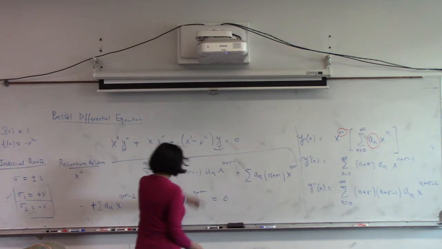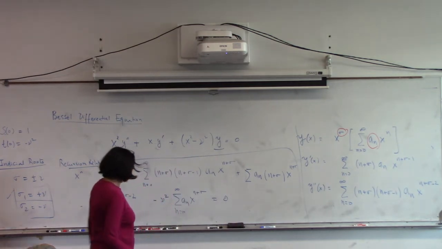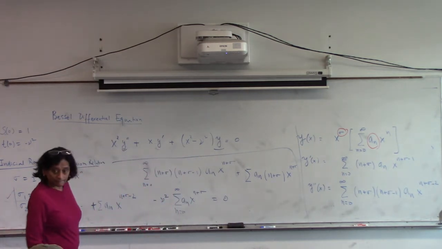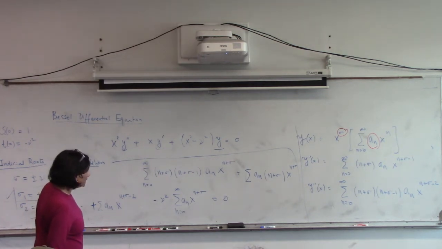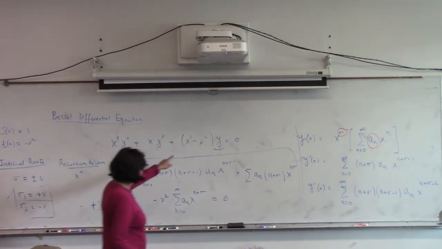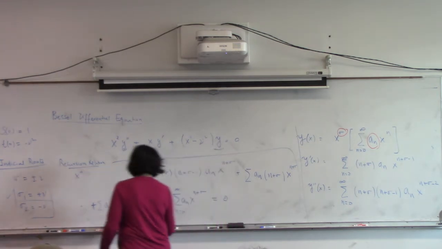What's that, minus 2? Yeah. Okay. The n plus sigma plus 2, is it? x squared y, right? Yeah, plus 2.